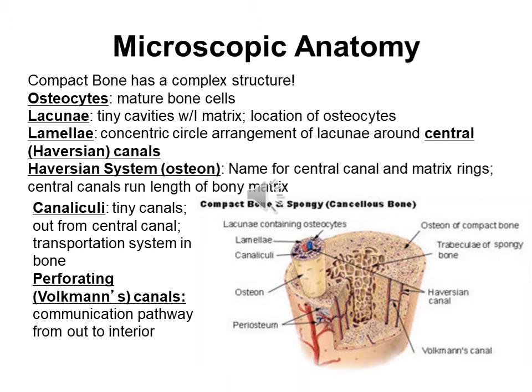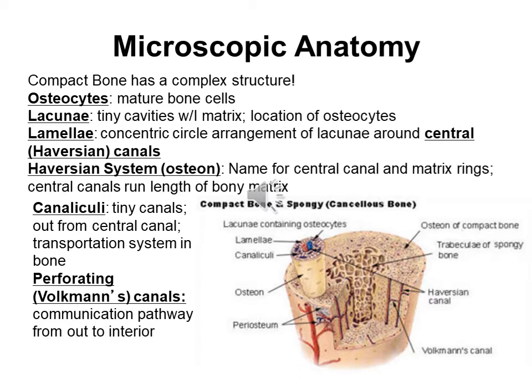We also have canals that lead out from the central canal that are the transportation system in the bone, known as canaliculi. And then we also have additional communication pathways known as perforating or Volkmann's canals. I would look at some better pictures, but I'll show you another picture on the next slide and we can talk about this again. But you have tiny cavities within this bony matrix, which is the location of your osteocytes, and osteocytes are considered mature bone cells. We're going to talk a little bit more about osteoblasts versus osteoclasts later.